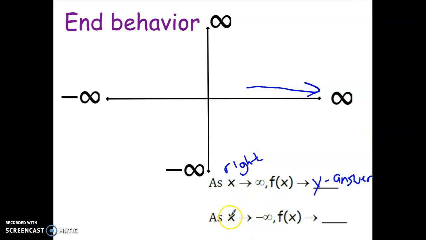Okay, now this one is read as x approaches negative infinity. Well, here's negative infinity on the x-axis, so this is saying that x is going to the left. So again, as x approaches negative infinity, as x goes to the left, which way is y going? What is f of x doing? So just like before, this is going to be a y answer. It could be a number. It could be positive or negative infinity. If it's going up, it's going to be heading towards positive infinity. If it's going down, it's going to be heading towards negative infinity.